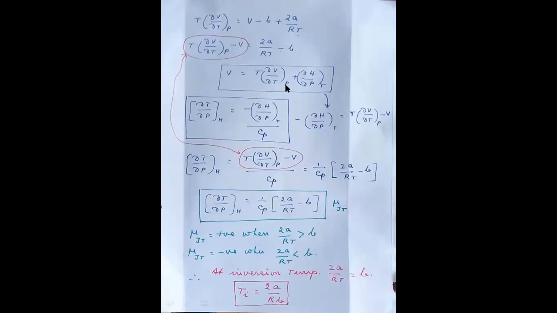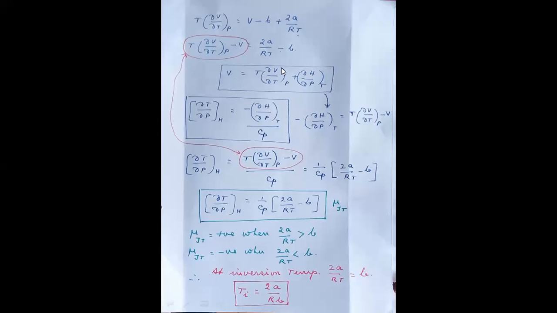Here is another A by RT square. So what I'm getting? T into ∂V by ∂T at a constant pressure is equal to V minus B plus 2A by RT. So now the V can also be taken this side. So T ∂V by ∂T at constant P minus V is equal to 2A by RT minus B. So from this, I can write, this is a normal thermodynamic equation.